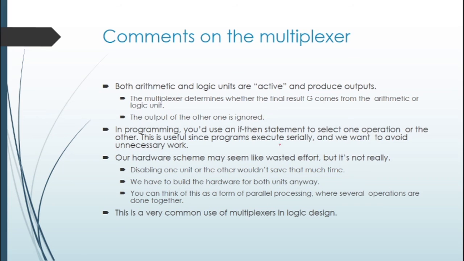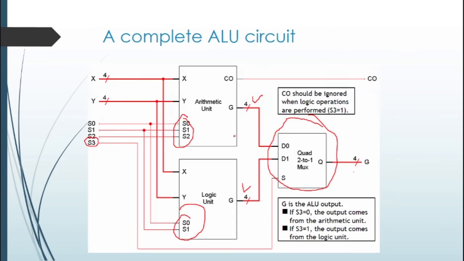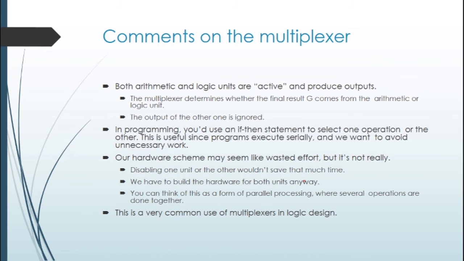In programming, you use an if-then-else statement to select one operation or the other. This is actually useful in programming. You can also make a relationship between a hardware design and a software approach. Basically, a multiplexer is just a simple if-else design. The if-else statement in a typical programming language is actually the same thing as in hardware.